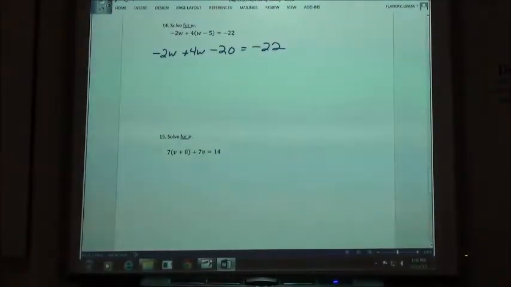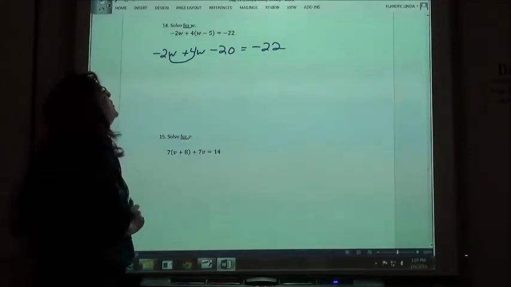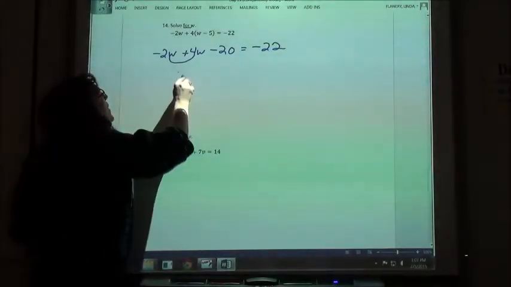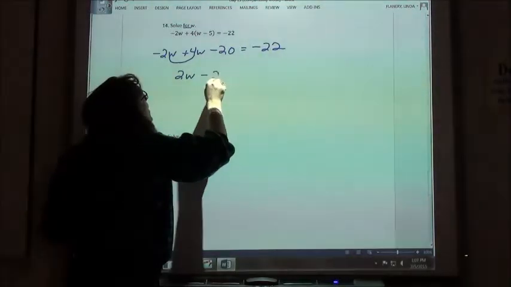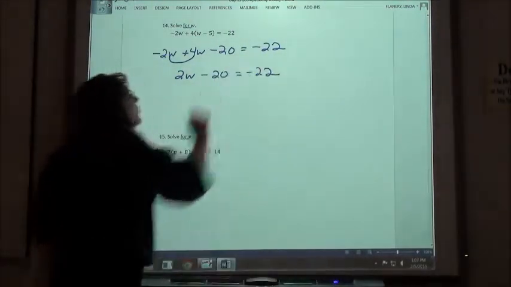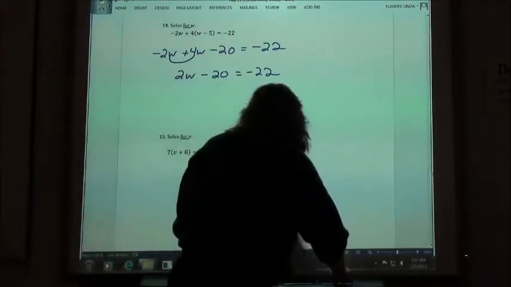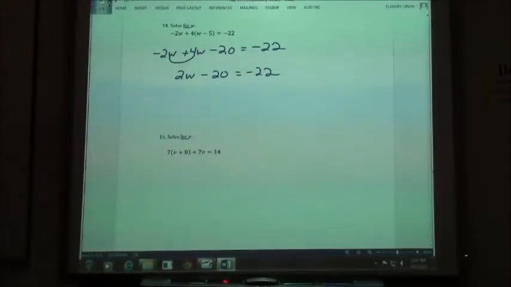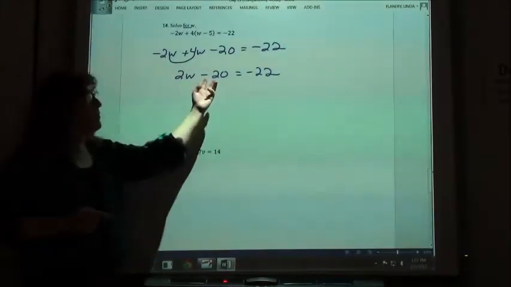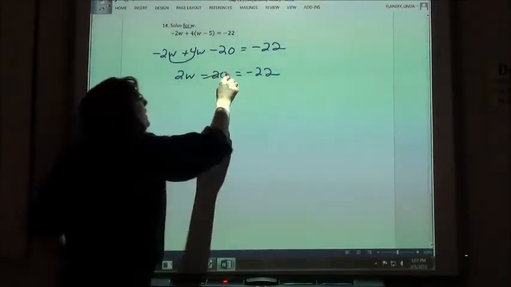Then I look and I say, if there's more than 2 things there, I know I'm going to be able to put some of it together and simplify that left-hand side. I've got some w's I can put together, right? So negative 2w plus 4w is a positive 2w, exactly. So 2w minus 20 equals negative 22. Now I've got it down to where I have that 2-step equation. I'm going to do what next? Plus 20, since this is a minus 20.